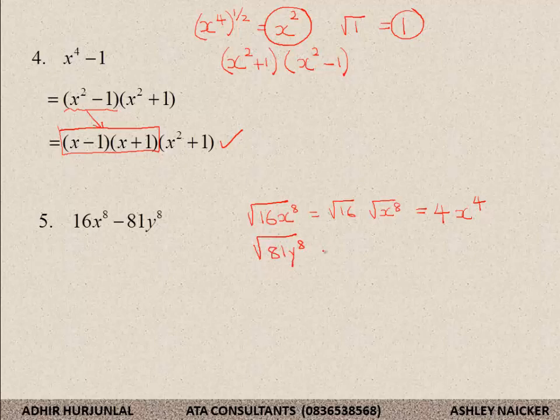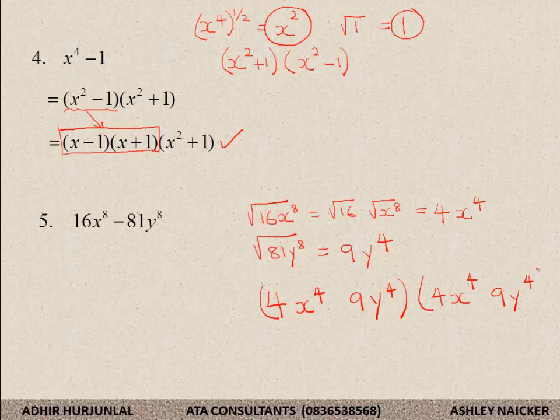What about 81y to the 8? Again, I'm going to skip a step. The square root of 81 is 9. The square root of y to the 8 becomes y to the 4. And these are the two numbers I'm dealing with. 4x to the 4, 9y to the 4. And yes, guys, I repeat: 4x to the 4, 9y to the 4. One becomes a negative, while the other one becomes a positive.